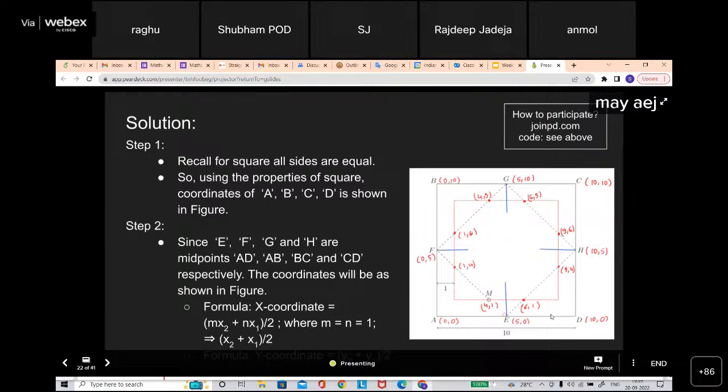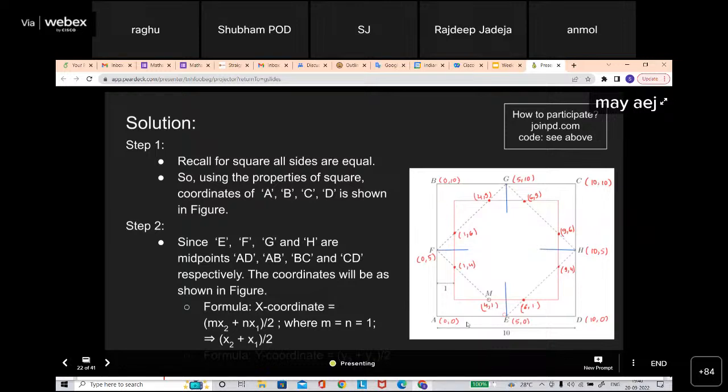As the information is given, this is 10, so this is going to be (10, 0). This is going to be (10, 10). This is going to be (0, 10). So all the coordinates you can easily get. Now, E, F, G, H are the midpoints of these line segments.